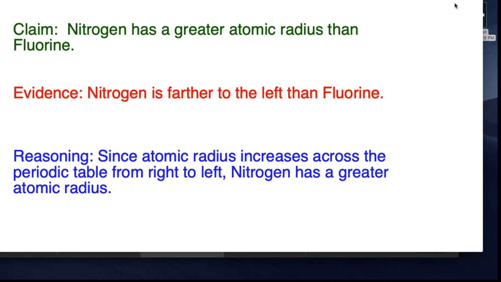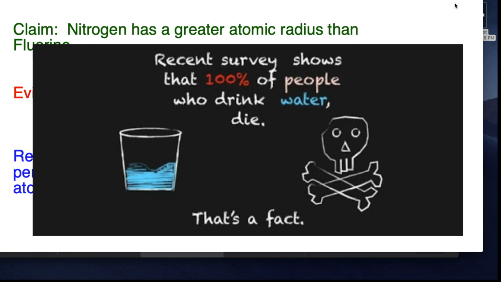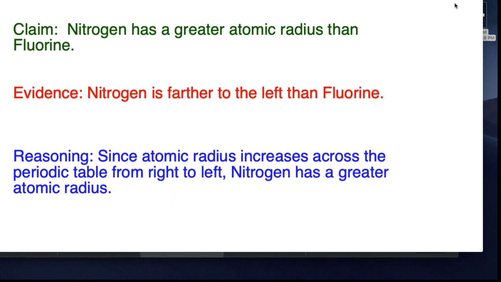Everything the student said is fine. There's nothing that's not factual. However, correlation is not the same thing as causation. We want the student to understand why it is larger or smaller, not just because it's farther to the left. So how can we take an answer like this and make it better?